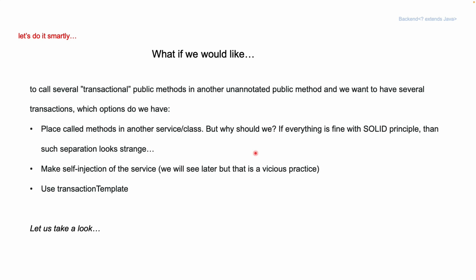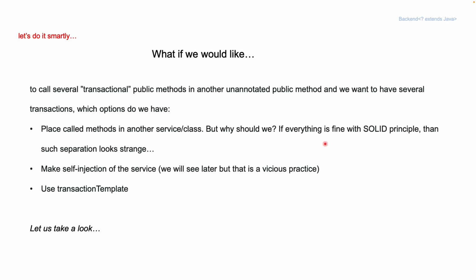There can be several pieces of advice. For example, place the called methods in another service or class. Then, if we do it, this proxy transactional mechanism of Spring would work. But why should we do this? Why should we place called methods in another service class? If everything is fine with SOLID principles, especially single responsibility, then such separation looks very strange.